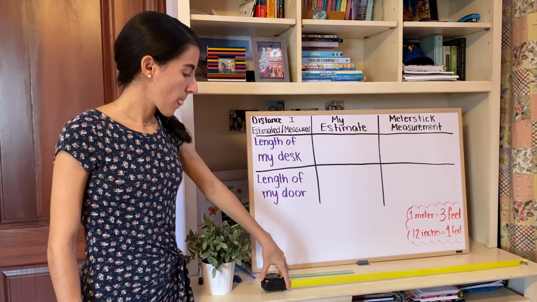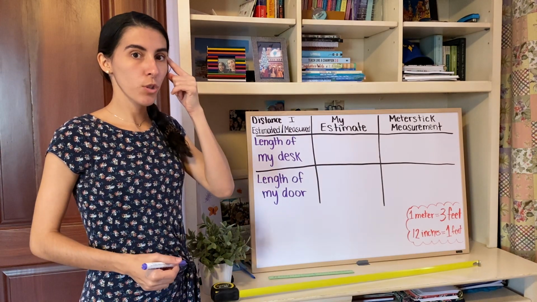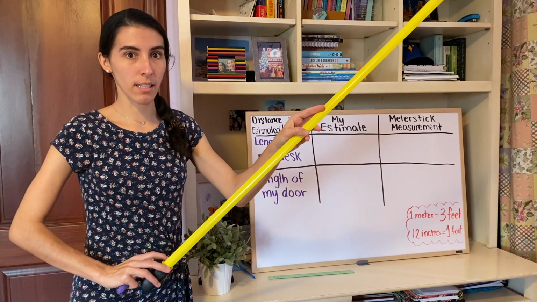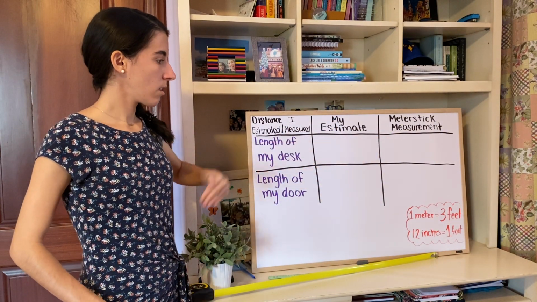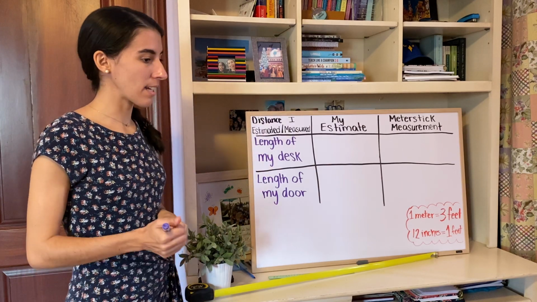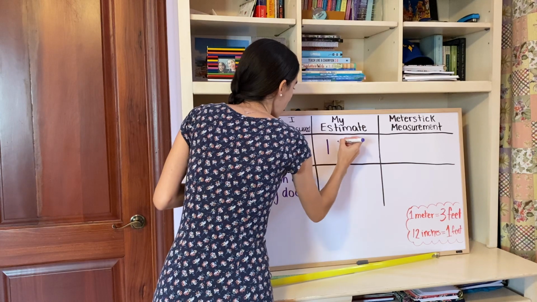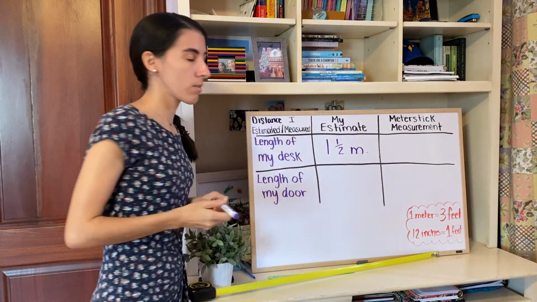Okay, so before I even measure it with my tape measure, I am going to estimate. If I know that this length is 1 meter, what do I think? How long do I think my desk is? I'm going to estimate that it is about 1.5 meters. I will just write an M for meters, okay?